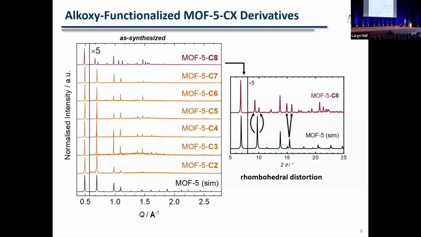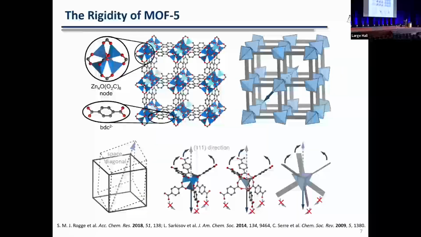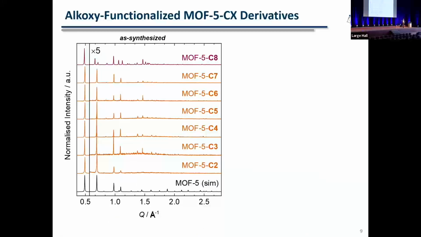along one cube diagonal. So basically it has done this one here. Sorry. It has done this one here, which I told you MOF-5 doesn't like to do due to the geometry of this building unit. So it seems to be a bit flexible.